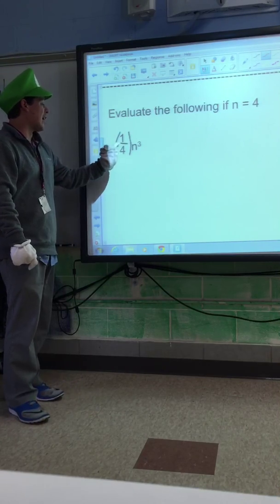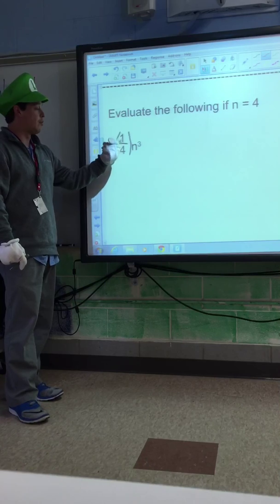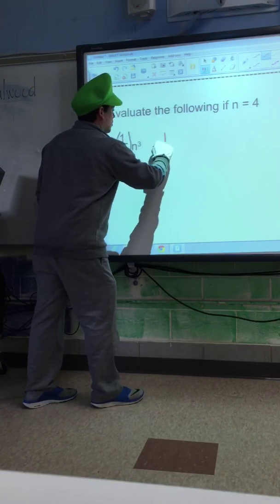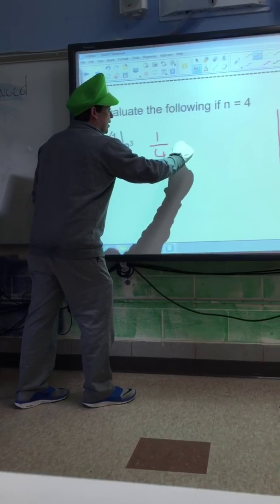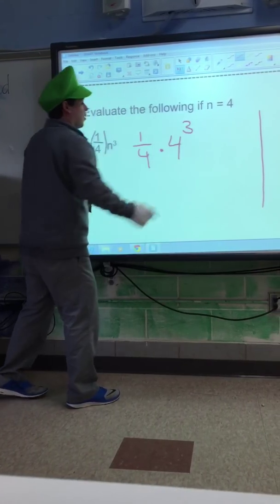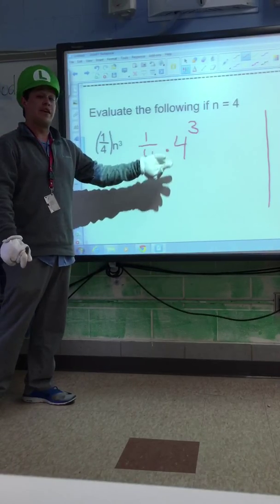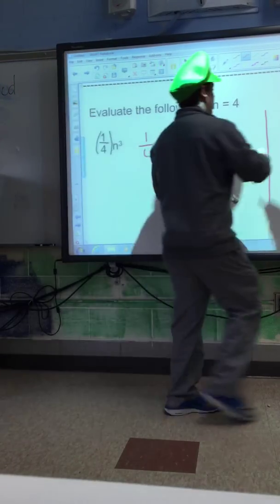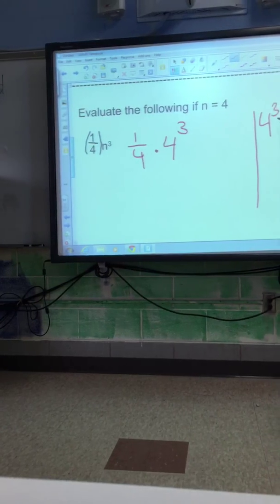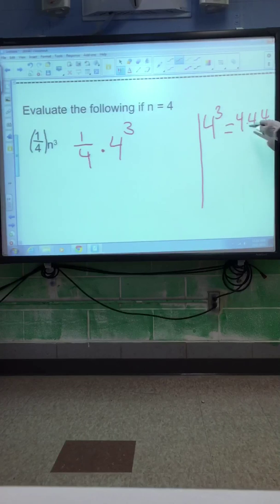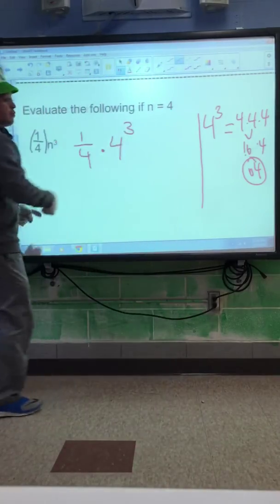Remember, anytime you have a coefficient, a number, a fraction in front of a variable, it means to multiply. So I'm going to rewrite this as 1/4 times n to the third power. Now, using order of operations, the first piece I have to evaluate here is this 4 to the third power. And I know that 4 to the third power is not 12, it's 4 times 4 times 4. 4 times 4 is 16, 16 times 4 is 64. So I know that this part of my expression is 64.